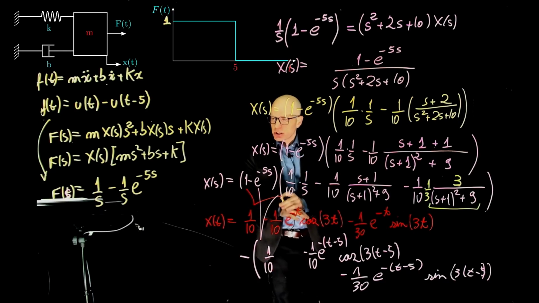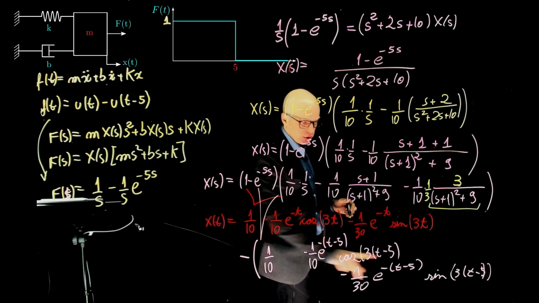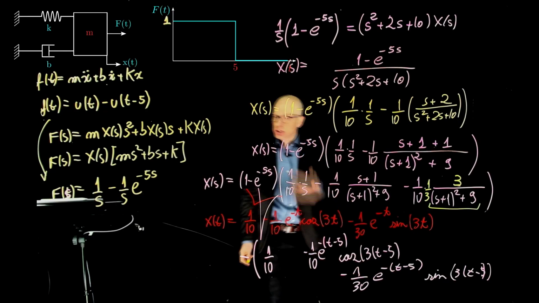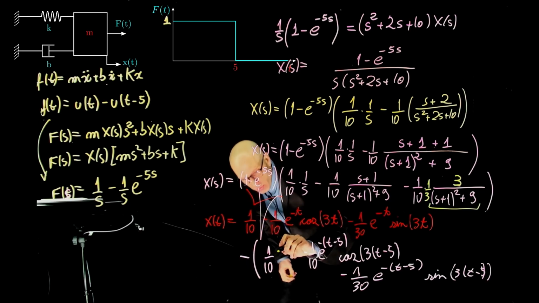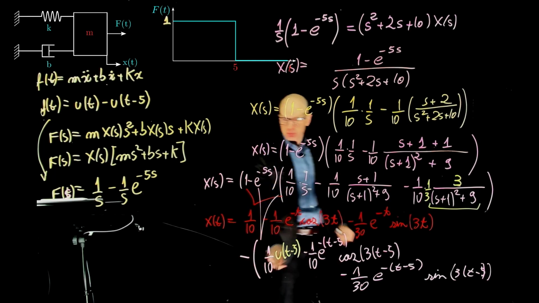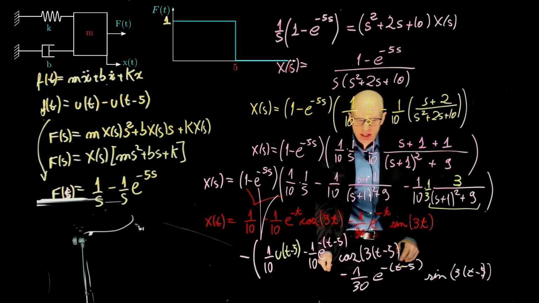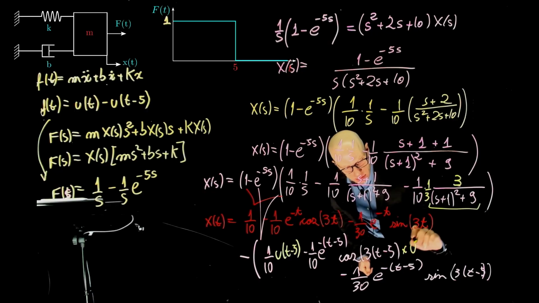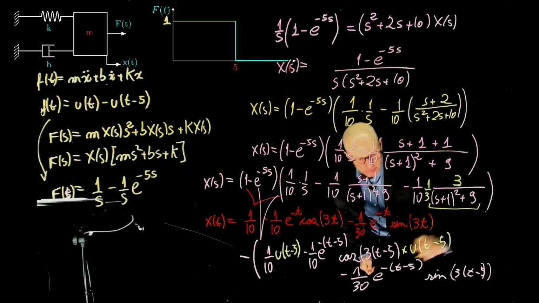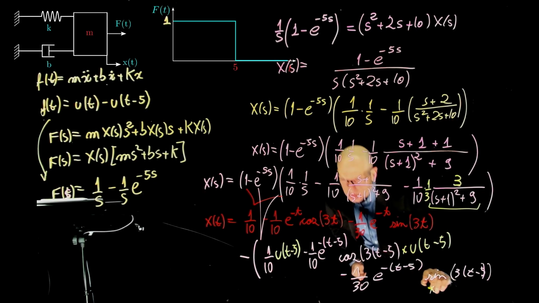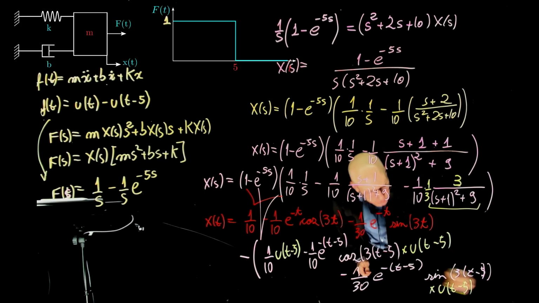Now, these signals only start at time 5 seconds. Here, they would start at any time. It's just that we apply the shift here. But to make them start at time 5 seconds, we need to also add the step, time t minus 5. So this only kicks in at 5 seconds. Same here, times the step delayed by 5 seconds, and same there. Can you still see it? Yeah, u of t minus 5.